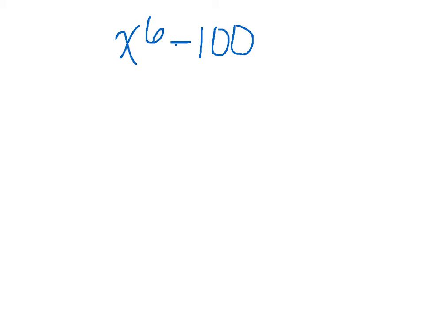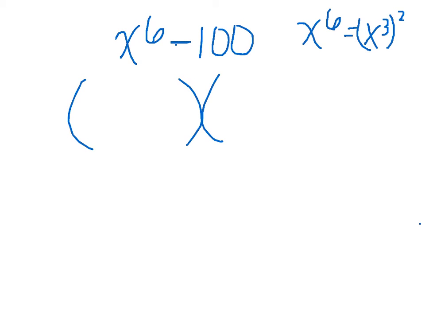If we have x to the 6th minus 100, this is actually a difference of squares problem. X to the 6th is a perfect square. If I think over here to the side, x to the 6th is really x cubed squared. So it is a perfect square.